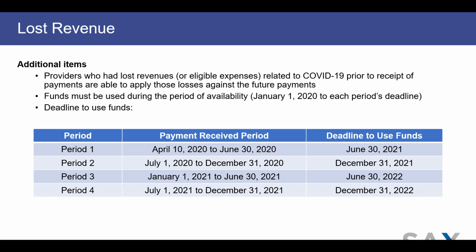Just go back 1 second. So each of the different periods has a different deadline to use the funds. And this was a change from previously, where all funds had to be used by June 30th, 2021. So now, based on when you receive the funds, you have a different deadline to use the funds. And that period from receipt to the deadline is the period of availability.